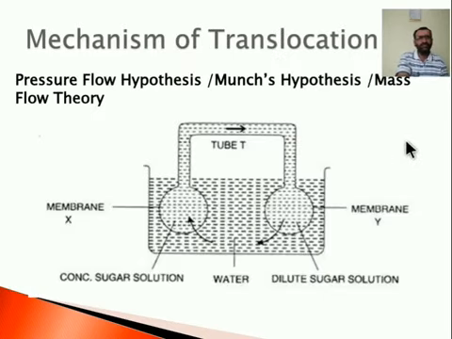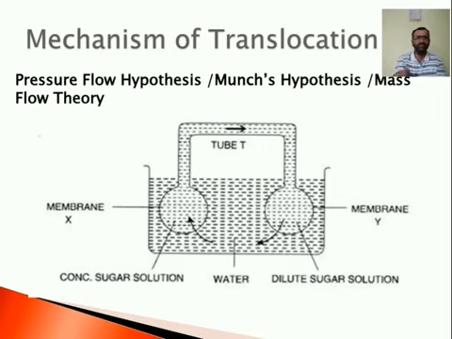Next one is the mechanism of translocation. Various theories have been put forth to explain the mechanism of phloem conduction. For example, protoplasmic streaming theory, transcellular streaming, after that the contractile protein theory, electroosmotic theory, pressure flow theory, which is known as the Munch hypothesis, and binomial theory, diffusion pressure theory. These are the different theories that explain the mechanism of translocation of food material.